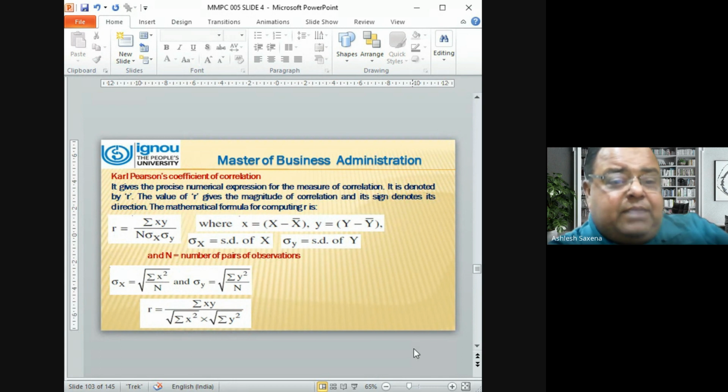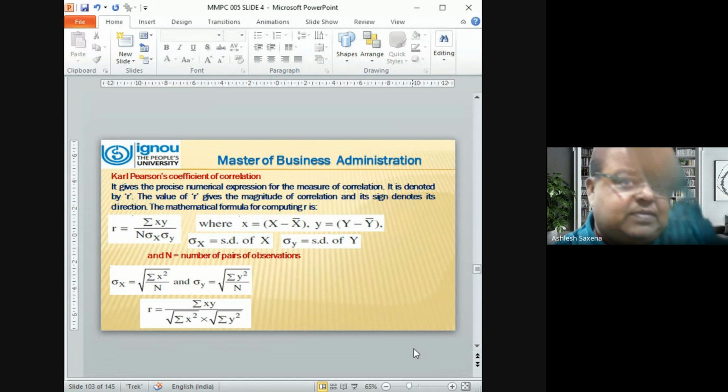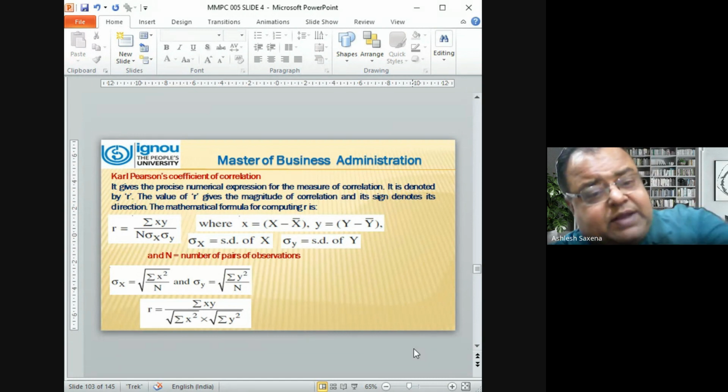That is Karl Pearson's coefficient of correlation. It gives the precise numerical expression for the measure of correlation. It is denoted by r, and the value of r gives the magnitude of correlation, and its sign indicates its direction. If it is plus, moving up. If it is minus, coming down.